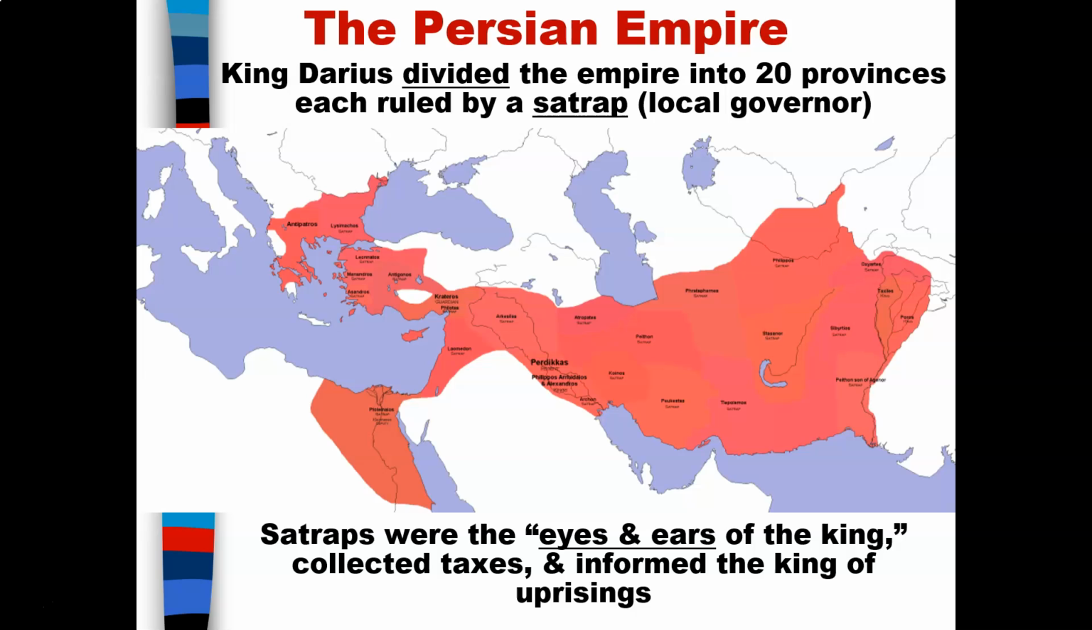King Darius also divided the empire into 20 provinces, each ruled by a satrap or a local governor. Satraps were the eyes and ears of the king. They also collected taxes and informed the king of any uprisings. This was important because the king was not directly there pushing people, harassing people, but instead the king left everything to local governors, satraps, and they would inform the king what was happening, and this worked very well.